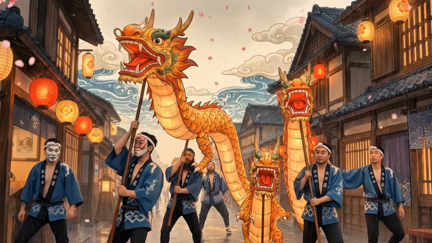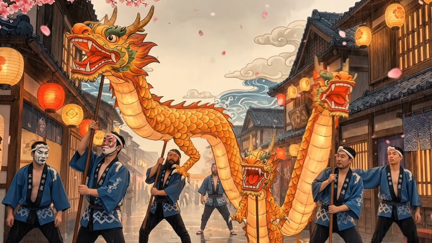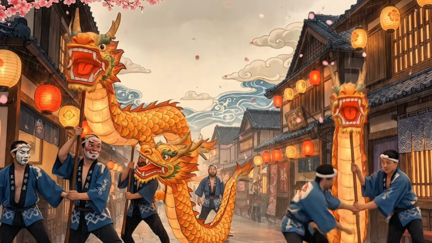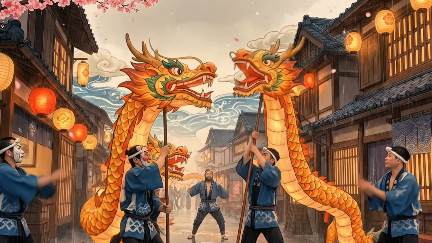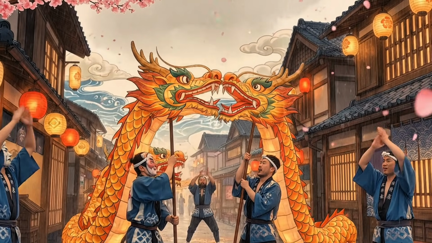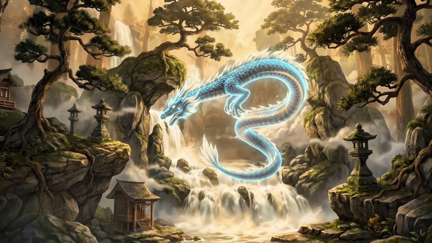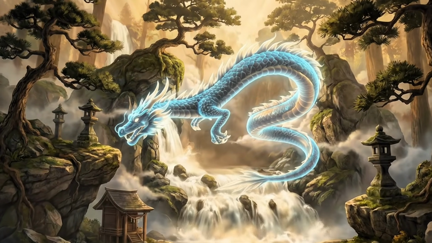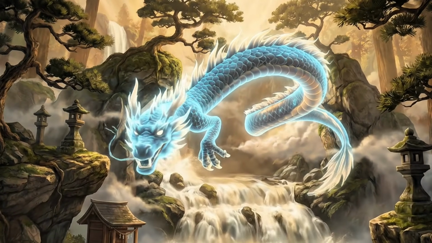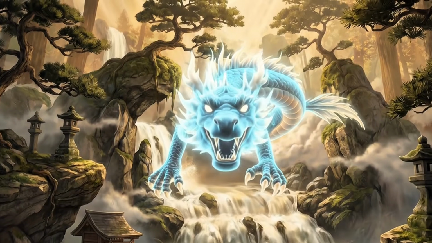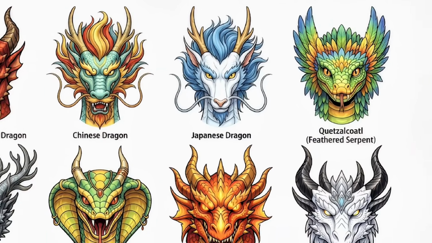Dragon dances and festivals celebrate the dragon's importance in Japanese culture, particularly during spring when rain is needed for planting. The Japanese dragon myth influenced local beliefs about waterfalls, which were often said to be places where dragons lived or where they ascended to heaven.